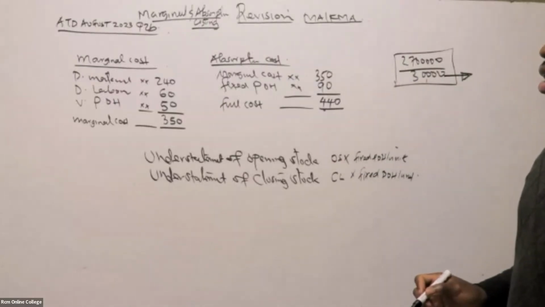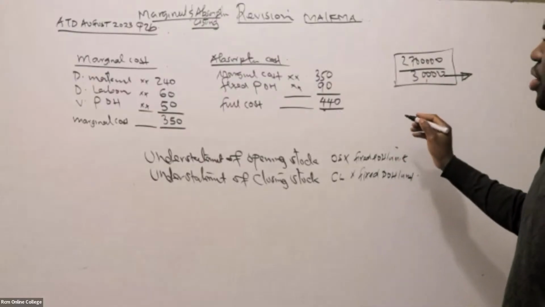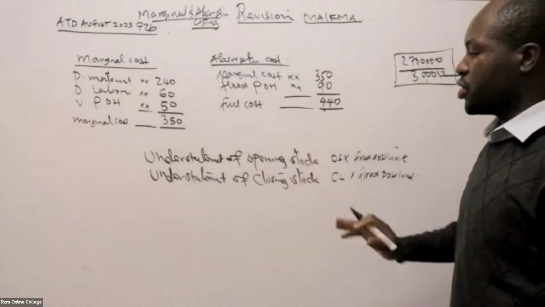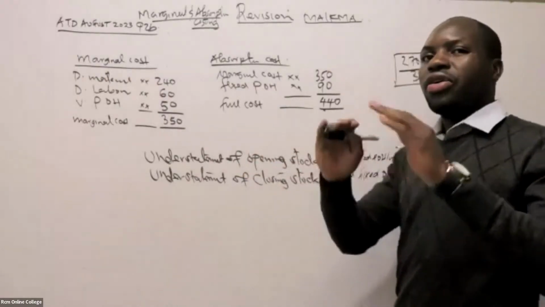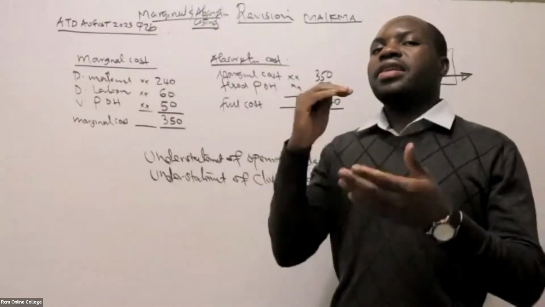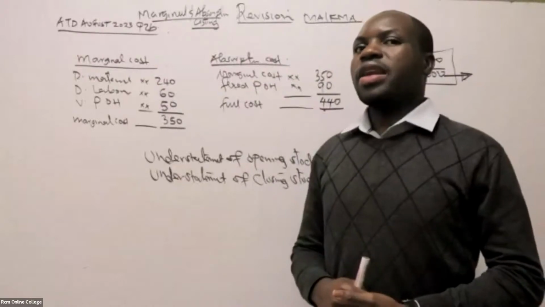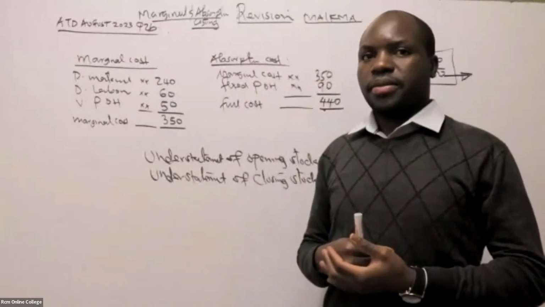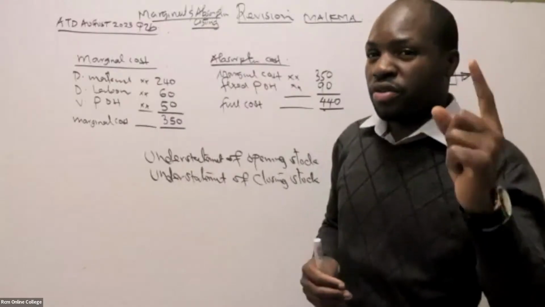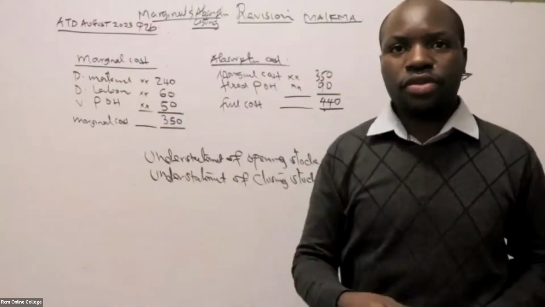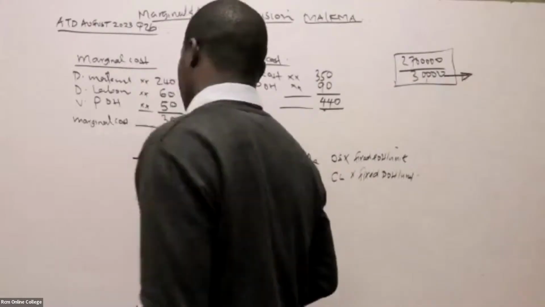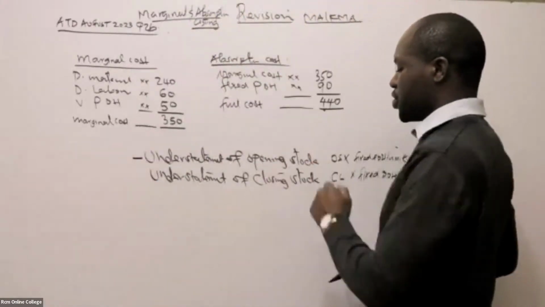Good. Now, when you understate opening stock, then your cost of sales will be understated. Understating cost of sales will exaggerate your profit. So how do we get back to the right profit? We deduct the understatement of opening stock.